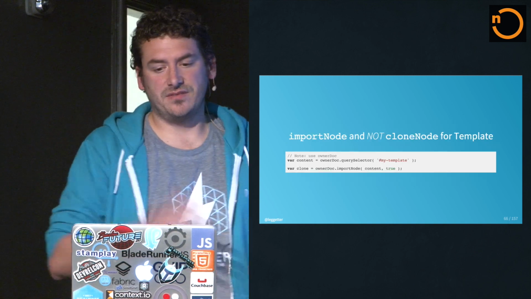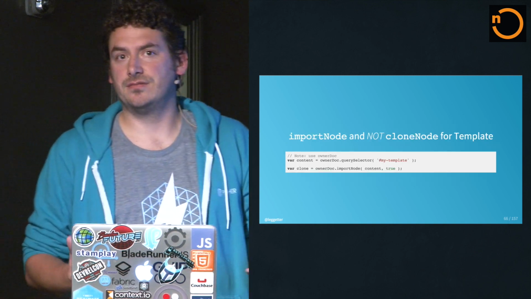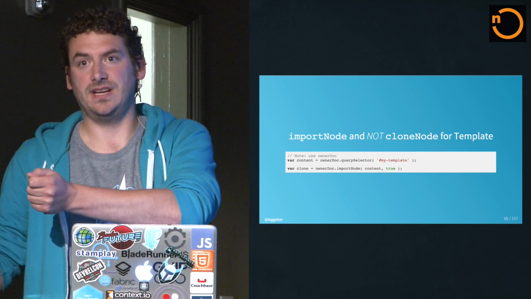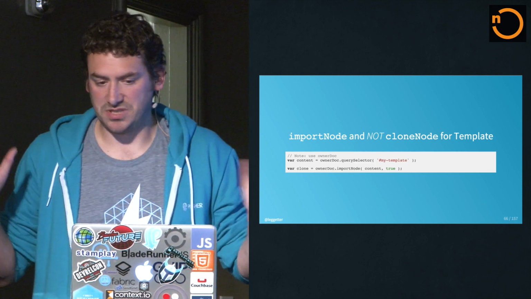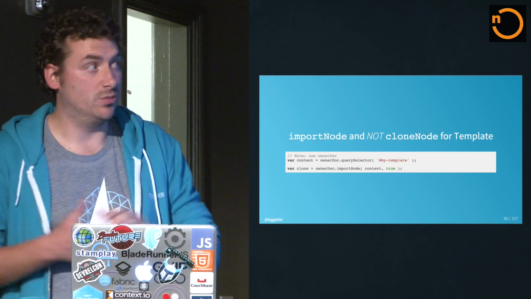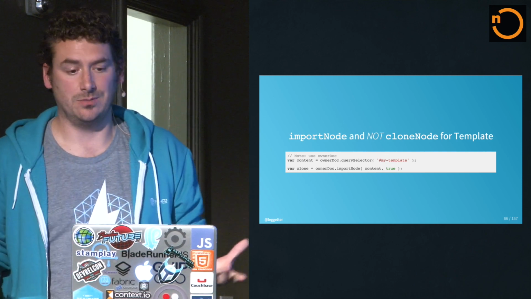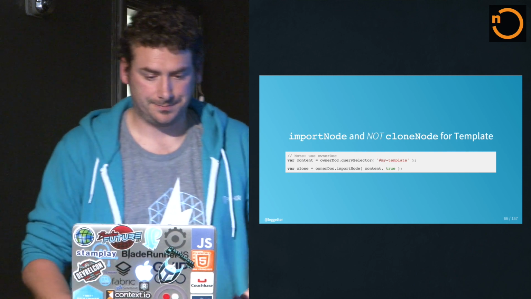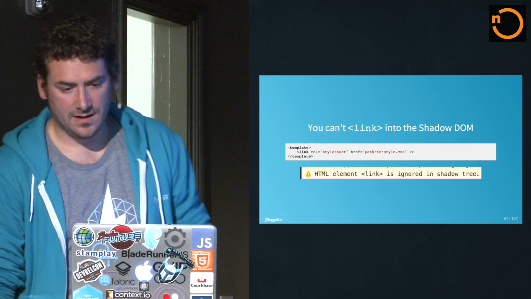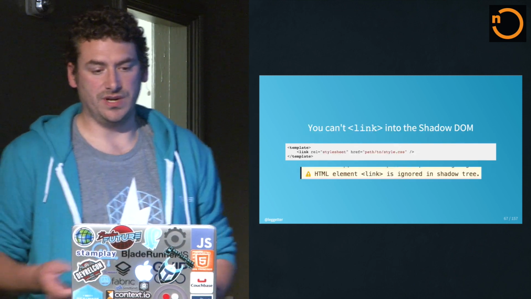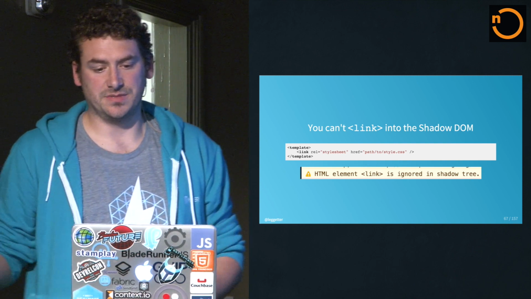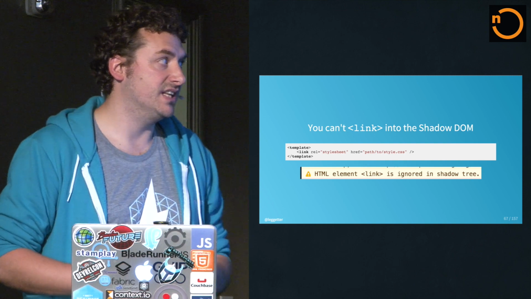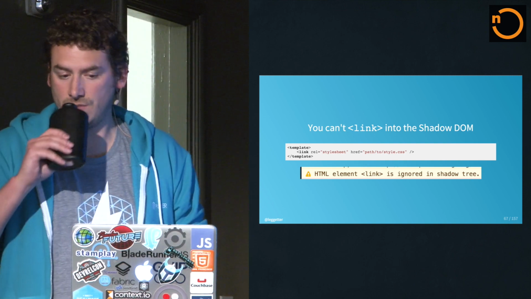The other thing is, when I went through this initially, I was using cloneNode to bring the template content into the document, and for some reason it broke. So again, this is just a gotcha. I don't really understand why that happened. So I ended up having to change all my examples to use importNode. Something else that I thought would have been supported is that within templates, I wanted to use other style sheets. So I linked in some of the style sheets, and I got this error which says HTML element link is ignored in shadow tree.